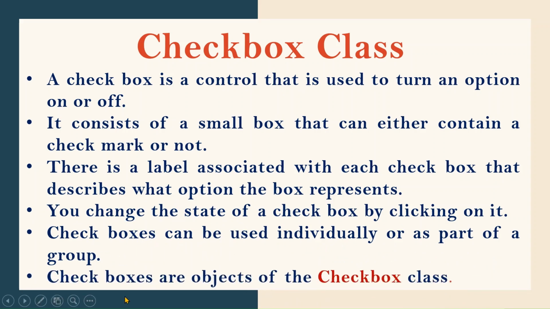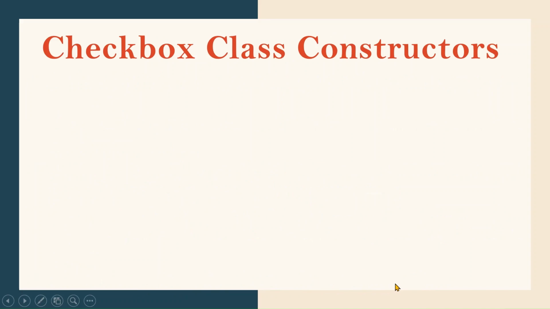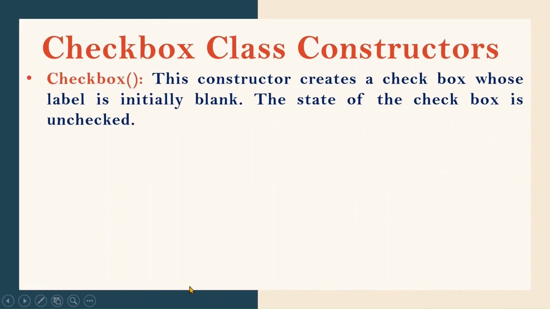Now in order to create the checkboxes in AWT, we need to create objects of the Checkbox class. There is one of the predefined classes existing in the AWT package, that is java.awt package. We have a class called Checkbox. Now coming to the constructors of the Checkbox class. The first constructor is the default, or we can call it the no-argument constructor.